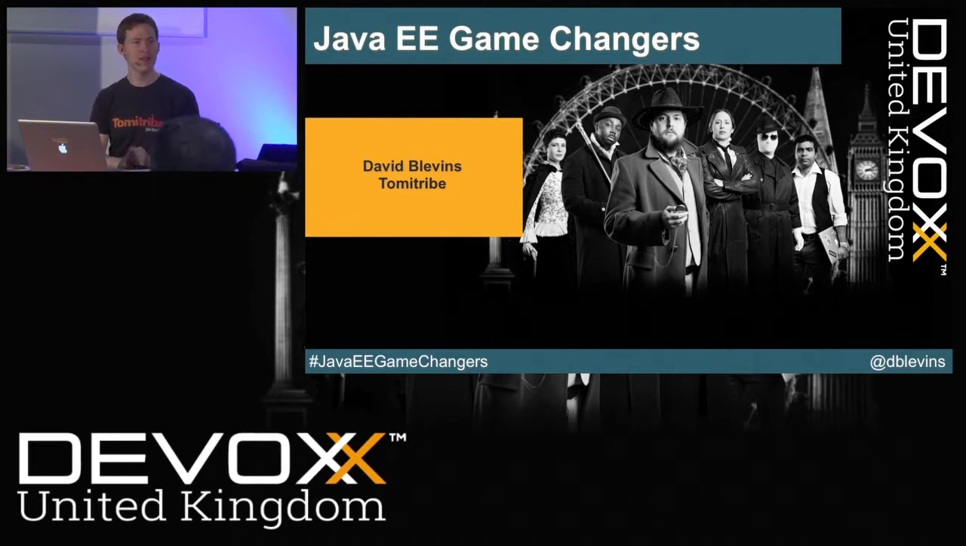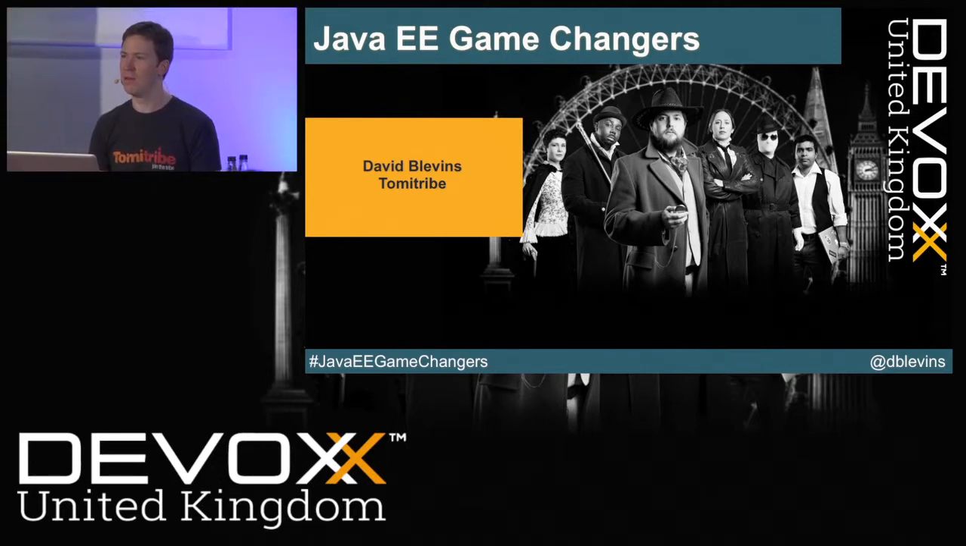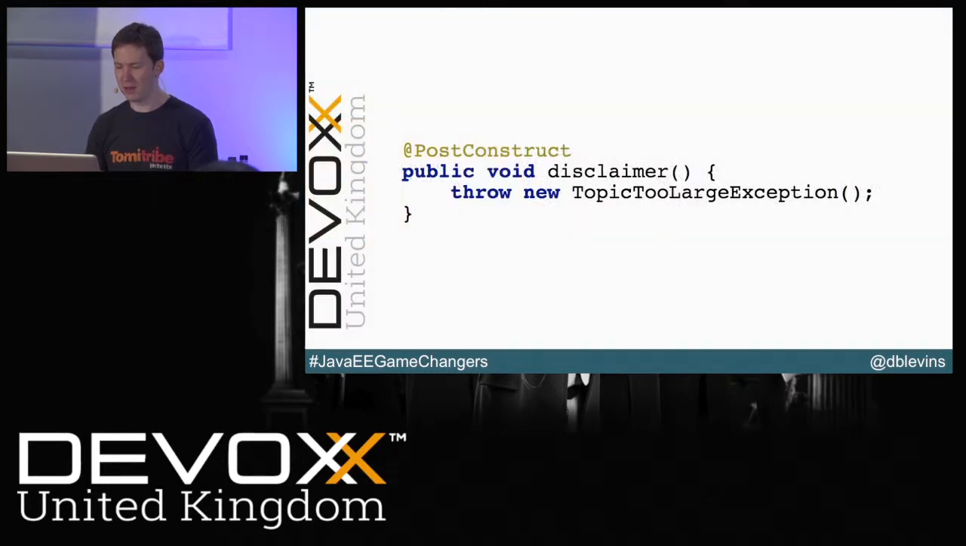I'm David Blevins. I've been participating in EE for a while, about 10 years on the JCP, maybe 15 implementing various open source EE things. I want to make a disclaimer: there's no possible talk that could cover all of the things that have happened over the last 10 years of Java EE. So you might walk away and go, why didn't he mention this or that? It's just completely impossible to do that in 50 minutes.